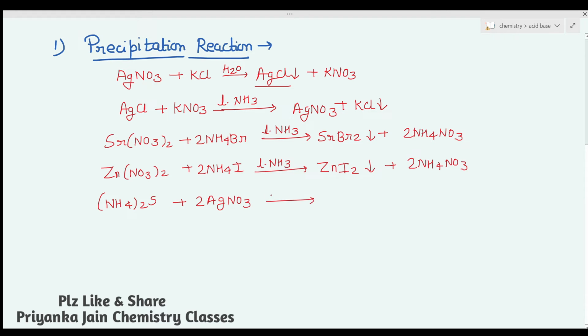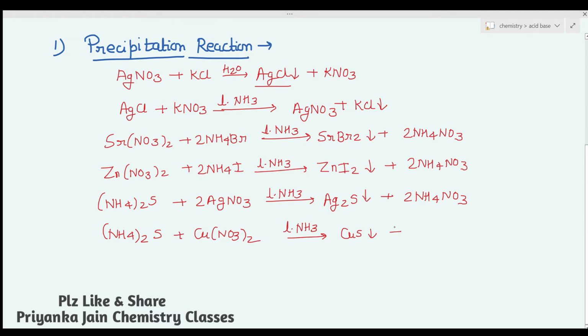These all reactions are happening in liquid NH3 and this cannot be done in water. Okay, so this is the specialty of these solvents, that the reactions that we cannot do in water can be easily obtained in liquid NH3 or other solvents. See here we are getting the precipitate of silver sulfide. Similarly, (NH4)2S when treated with Cu(NO3)2 in liquid NH3, we are getting CuS plus 2NH4NO3. Okay, so these are the precipitation reactions that are happening in liquid NH3.